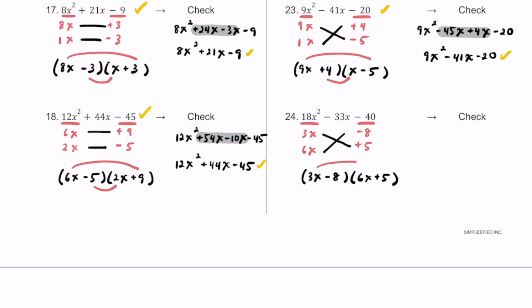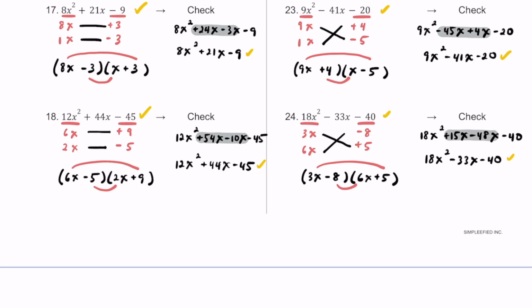So here are the outers and here are the inners, and let's go ahead and check this. So 3x times 6x, that's going to be 18x squared. Check the outers and inners here. For the outers, we're going to get positive 15x. For the inners, it's going to be negative 48x. And then checking the last, negative 8 times 5 is going to be negative 40. Combining these two like terms in the middle, we're going to end up with 18x squared minus this 33x and then minus 40. So this is another one that worked out for us.